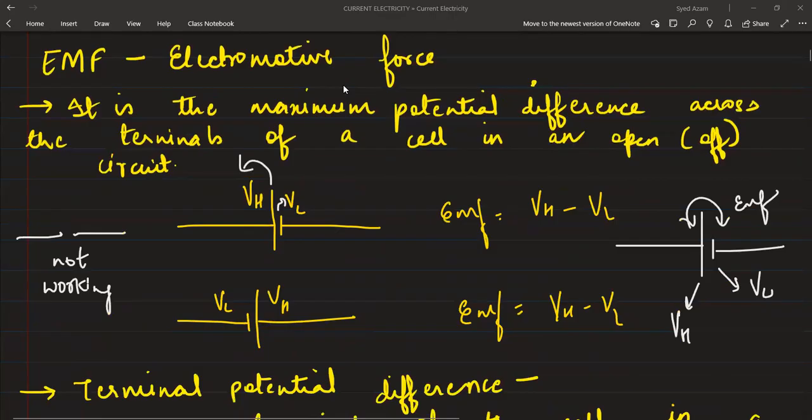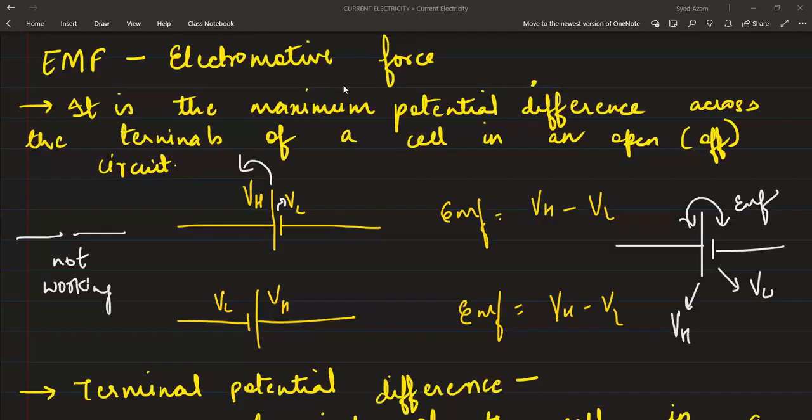Okay, coming to the electromotive force. See, this is a misnomer. If you see the term, this appears as force. It's not a force. It's the potential. It's the voltage that you've been studying since chapter 2. So electromotive force basically means the potential only, EMF that we say. It's the maximum potential difference that occurs between the terminals of a cell in an open circuit.